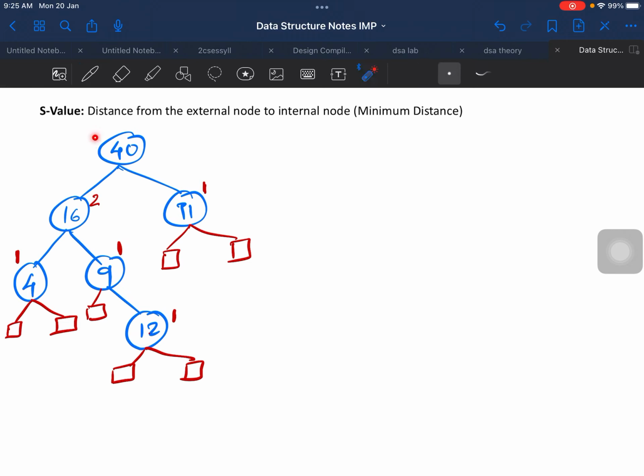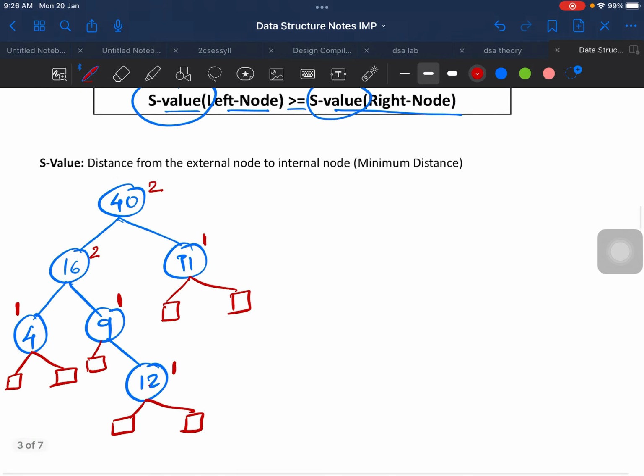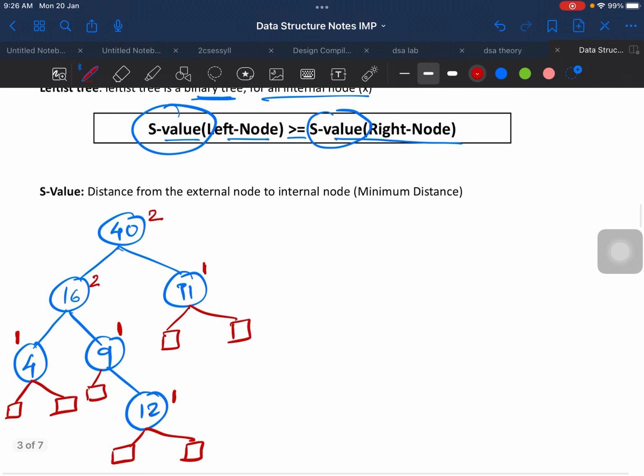Now guys, come to this root. The root has two children and both the children are not external nodes. Now what we have to do is find the minimum s value of both the children. So here the s value is 2 and here the s value is 1. So 1 is the minimum value. So what is the s value of this 40? Minimum value plus 1, that is 2. So the s value of this 40 is 2. So guys, this is how we have to calculate the s values.